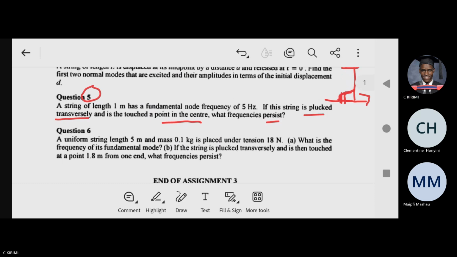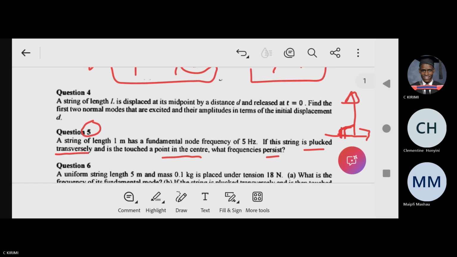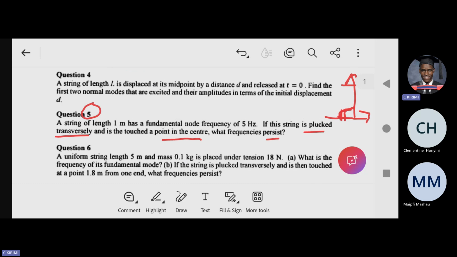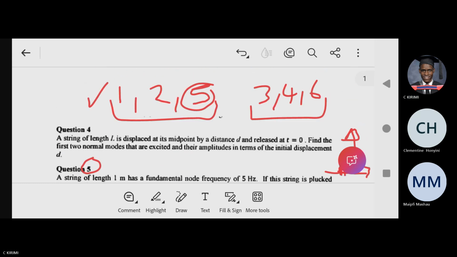So you must be ready as well. Tomorrow we'll do which question? We can do number 4. There won't be any problem. We can do number 4, because there are only 3 questions left.